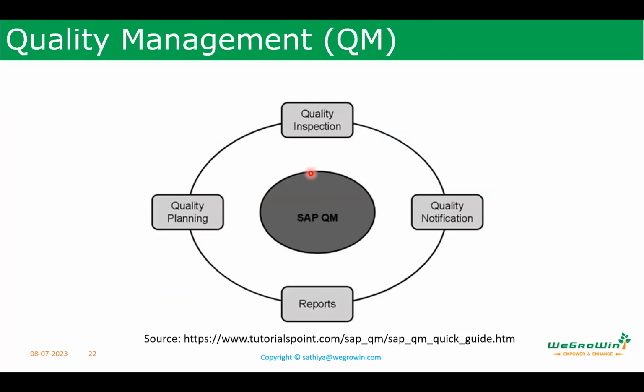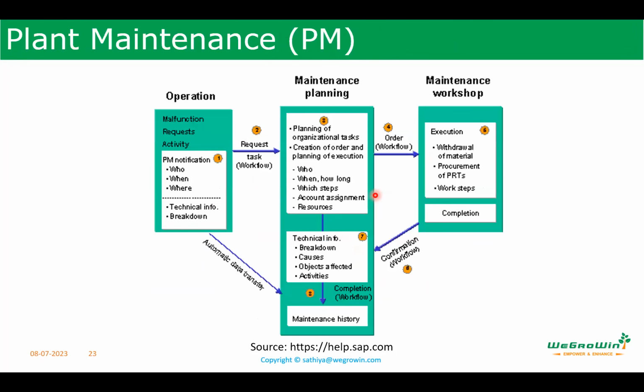Quality management takes care of quality inspection, quality planning, quality notifications, and the reports. Then the other module is plant maintenance, where maintenance planning is done with respect to planning of the organization, who has to do what, and operations, like the requests coming from users to perform some maintenance activities, and what is going on in the workshop. Finally, the history of the maintenance. These things are carried out.